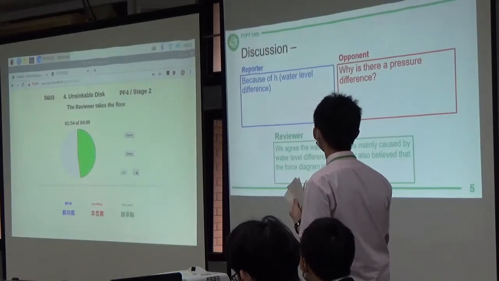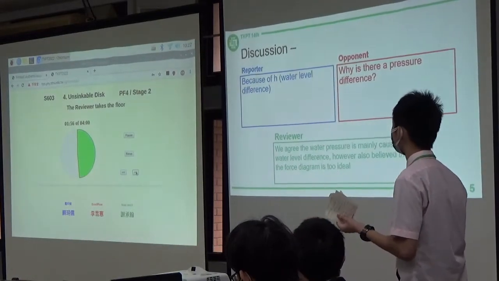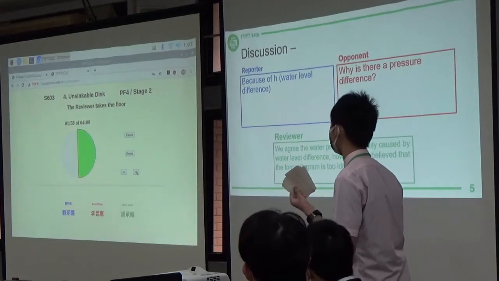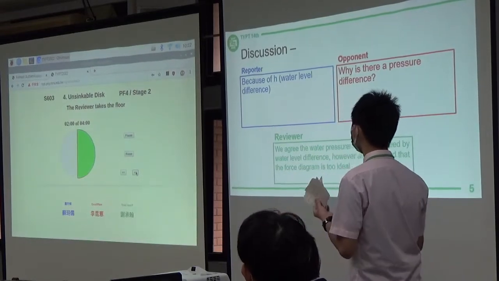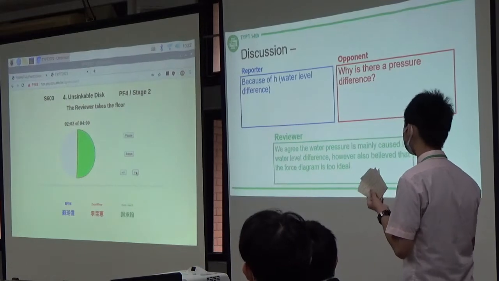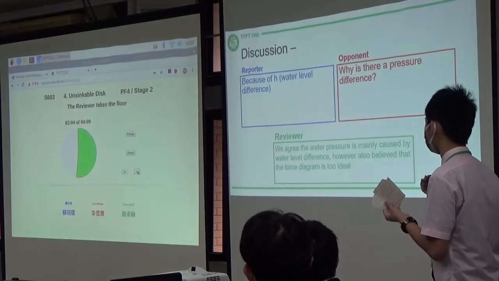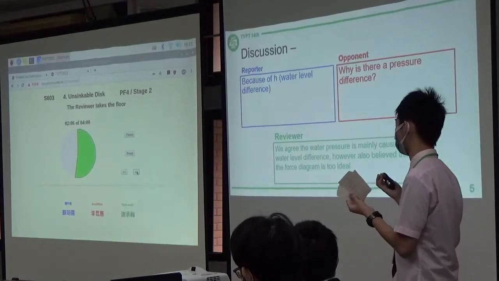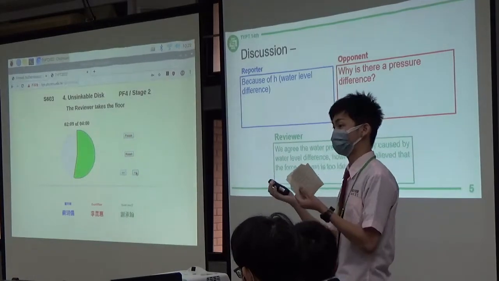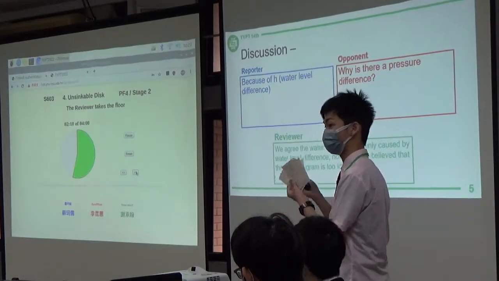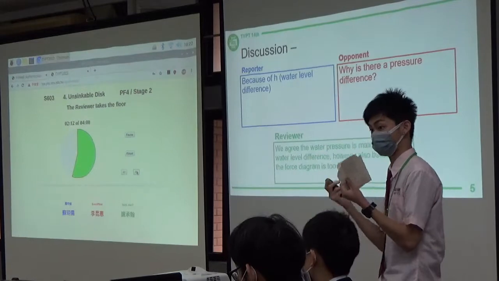The opponent asked, why is there a pressure difference? And the report just said that it's because of the height. And the reviewer agreed that the water pressure is mainly caused by the water level difference. However, we also believed that the force diagram is too ideal. Like she said, the surface tension should be considered because the shape at the edge is different.